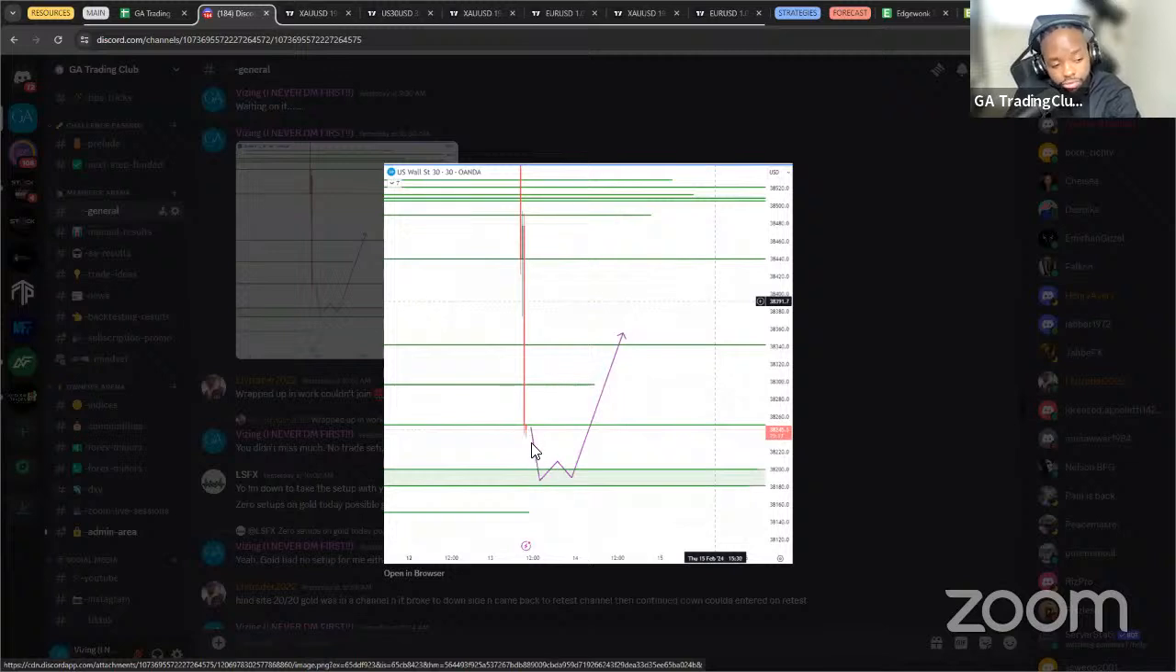So when eventually US 30 did go below 38,200, what happened on the 30-minute time frame? It broke through, mitigated this zone, and as soon as it broke back up, it used this as support and went all the way up. So this is the importance of some of these zones.